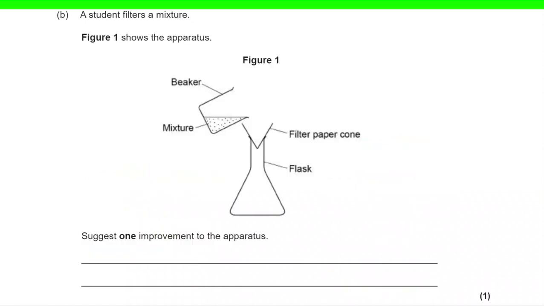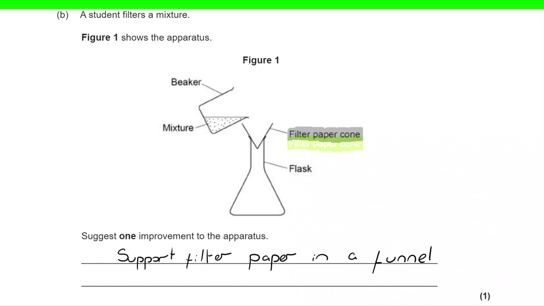Moving on to part B, where we have got apparatus set up to separate out a mixture by filtering, and we want to know what improvement can be made. It's very, very straightforward if you pay attention to the detail of the diagram, because we've currently got a filter paper cone but nothing to support it. So we put that filter paper into a filter funnel.